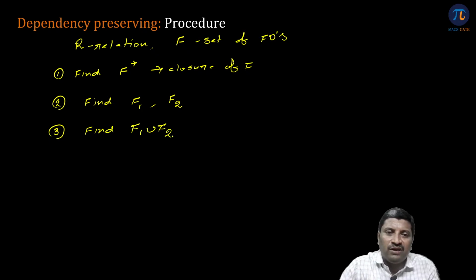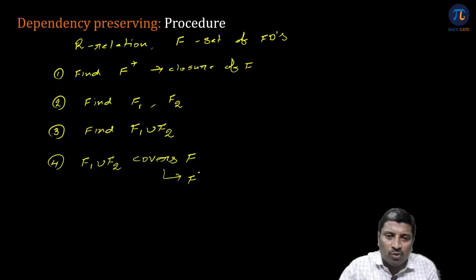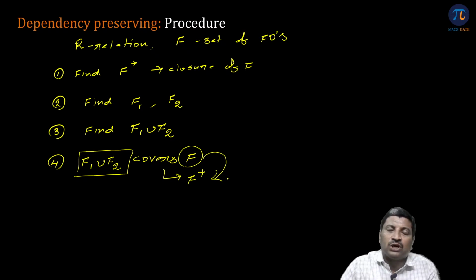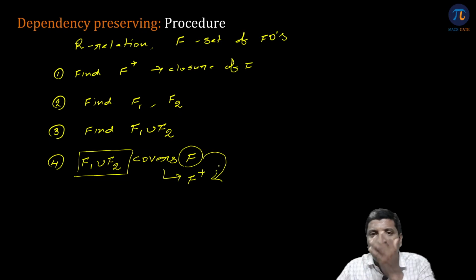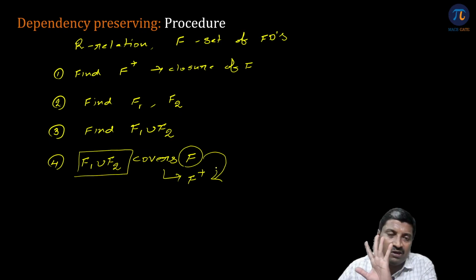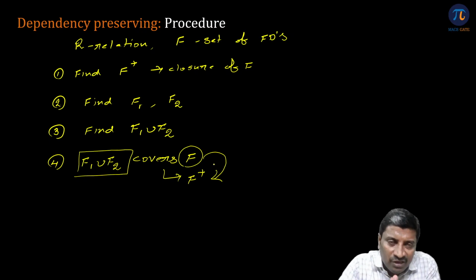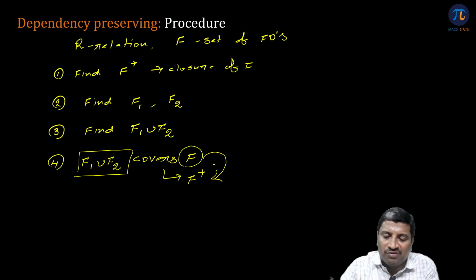Find F1 union F2, right? Then what is the fourth step? We need to verify whether F1 union F2 covers F. Actually, here we need to verify whether it covers F closure. But whenever this covers F, automatically it will cover the closure also. So that's why we consider only whether F1 union F2 covers F or not. So these are the four steps we need to consider. And we have already discussed the procedure, how to cover it.